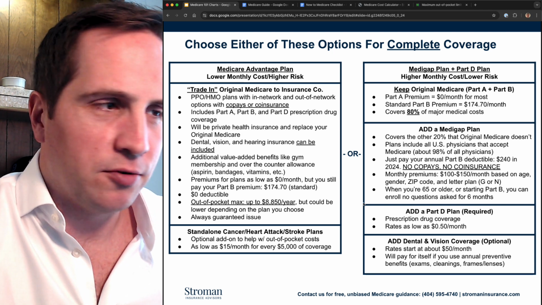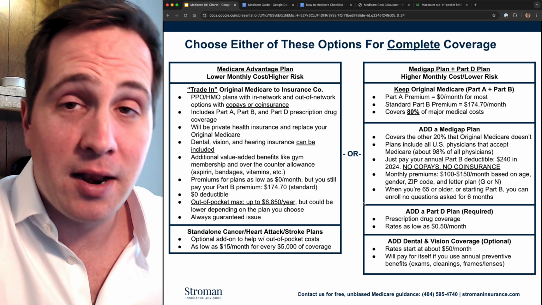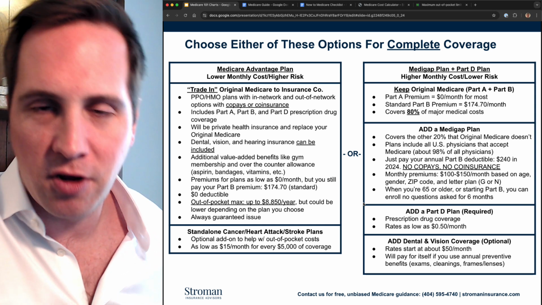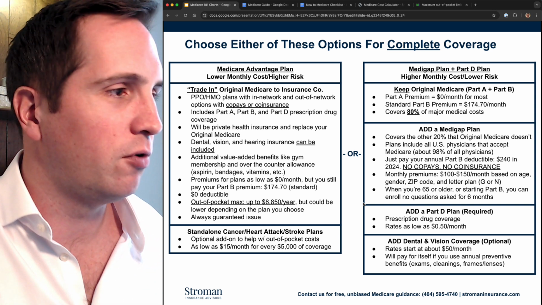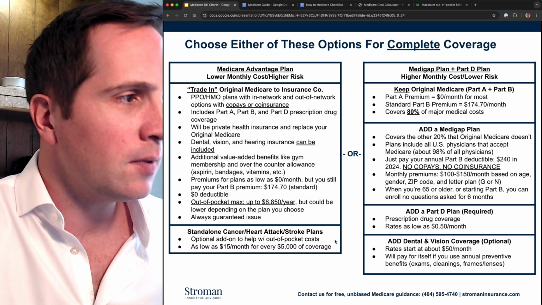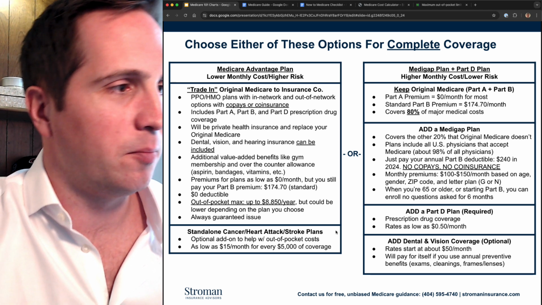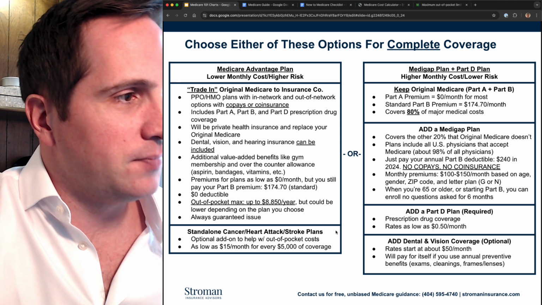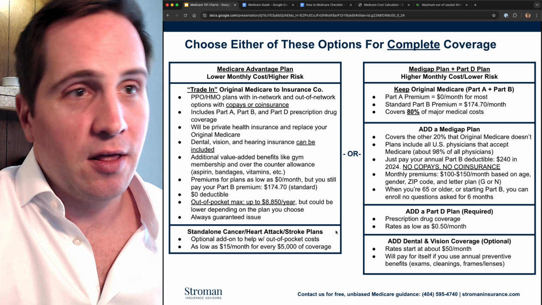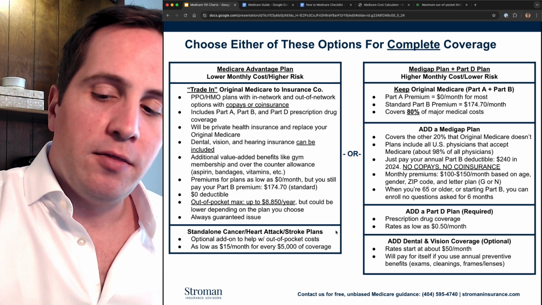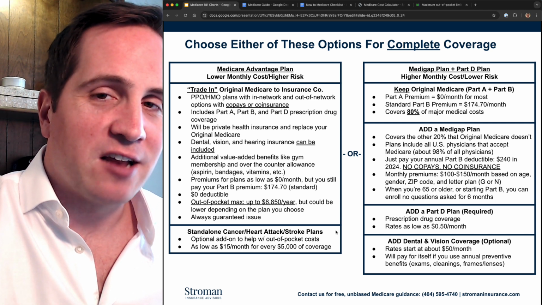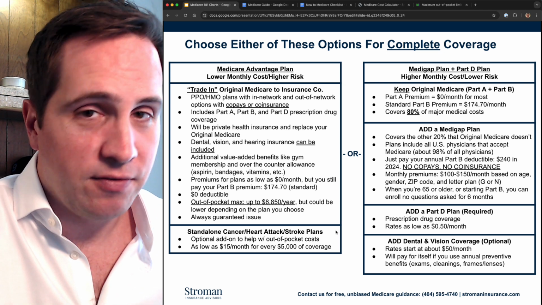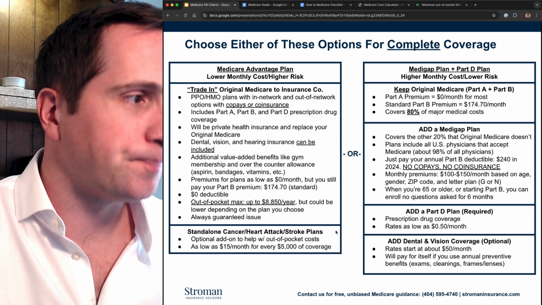$0 deductible. So most of these plans do not have a medical deductible, but instead there are copays and co-insurance. That's the share of what you pay. Out-of-pocket maximum. So this is important. While this sounds great, it's less expensive than the other option we're going to cover in a minute. These plans will have a maximum out-of-pocket for you of up to $8,850 for the year.